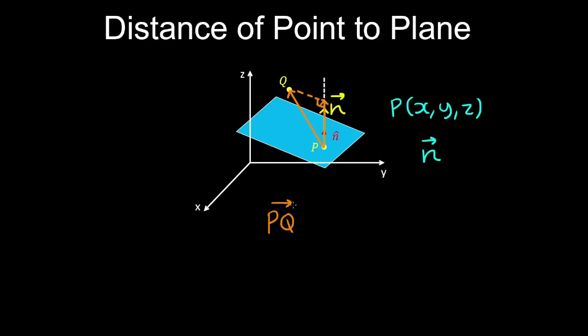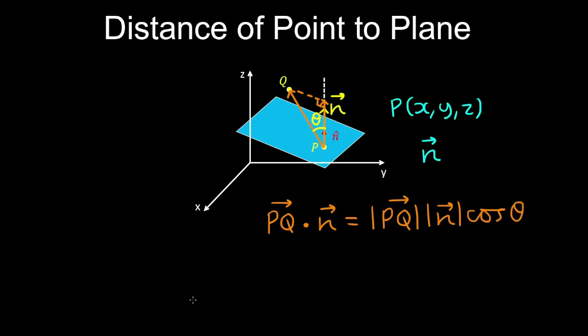So taking the dot product between PQ and a normal vector, we get the magnitude of PQ by the magnitude of n cosine theta, where theta is the angle between the two vectors, and the projection of PQ in the direction of n is PQ cosine theta. So the magnitude of this projected vector is the distance of this point to the plane.